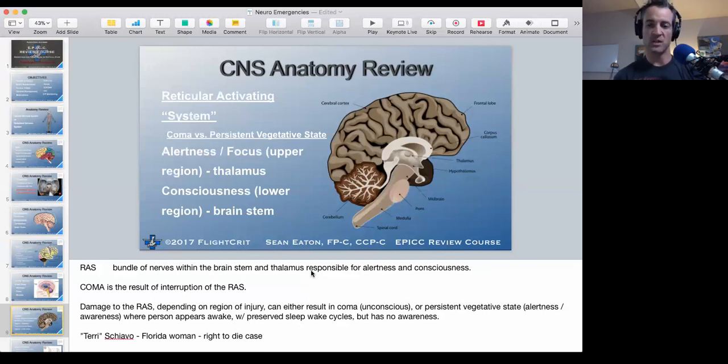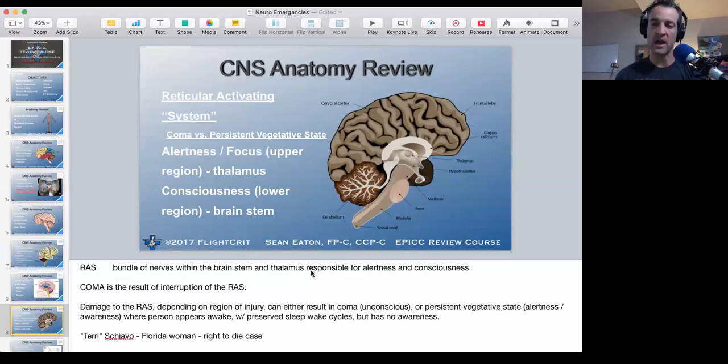The doctors were saying that she was in this persistent vegetative state, that she had suffered such massive damage to her reticular activating system that she was alert, but she was not aware. And the family argued, no, she has these intentional responses. She is aware. She does know what's going on. So there was a debate about whether this was somebody who was actually aware of her surroundings, or if it was just those primitive responses.